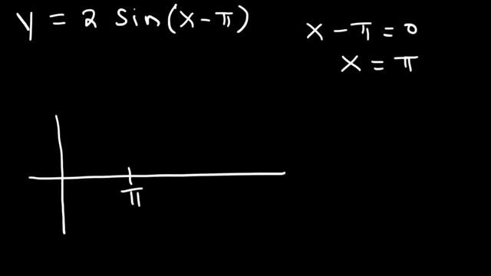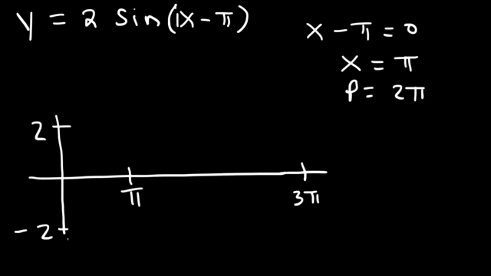Now once you get the first point where it starts, add 1 period to it. Since there's a 1 in front of x, we know the period is going to be 2 pi. So pi plus 2 pi is 3 pi. The vertical shift is 0. The amplitude is 2. So the range is going to be from -2 to 2.